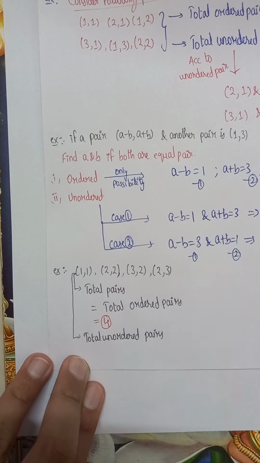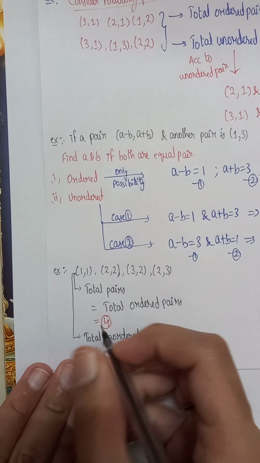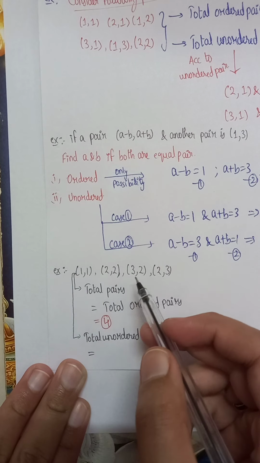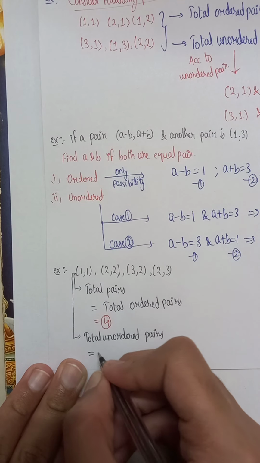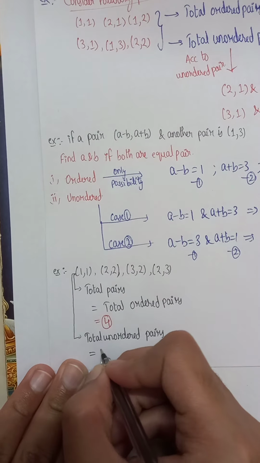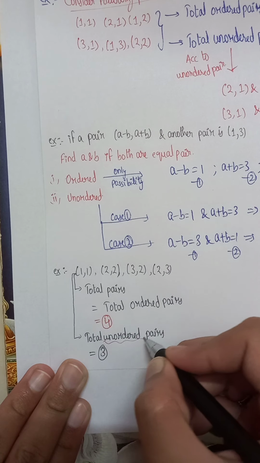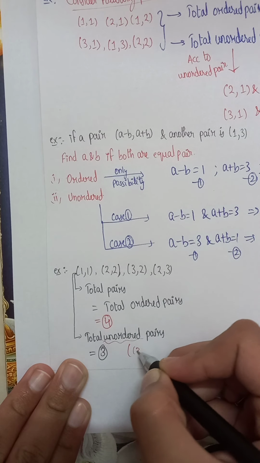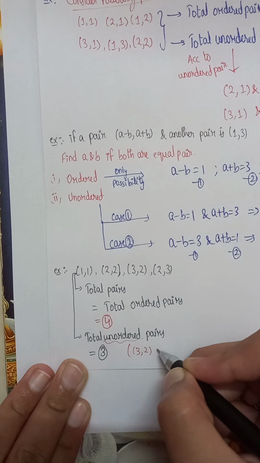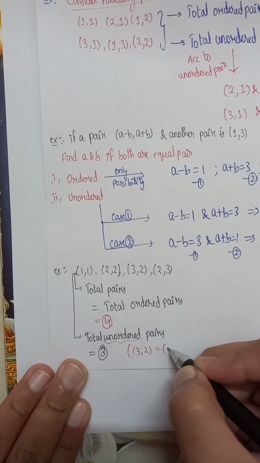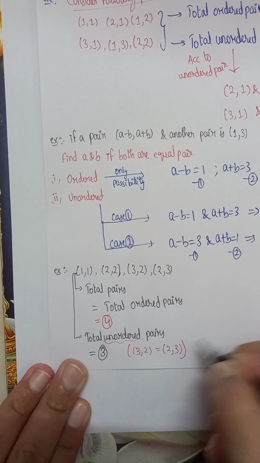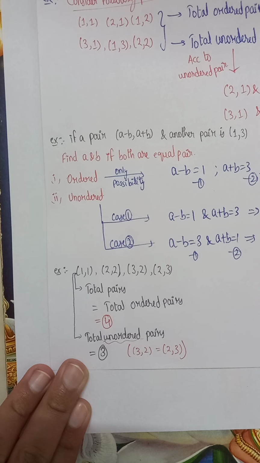What about total unordered pairs? Actually, see, 1 comma 1, 2 comma 2, and 3 comma 2 and 2 comma 3 both are the same. So therefore the answer is 3. How? Since this is unordered pairs, 3 comma 2 and 2 comma 3 are the same according to unordered pairs.